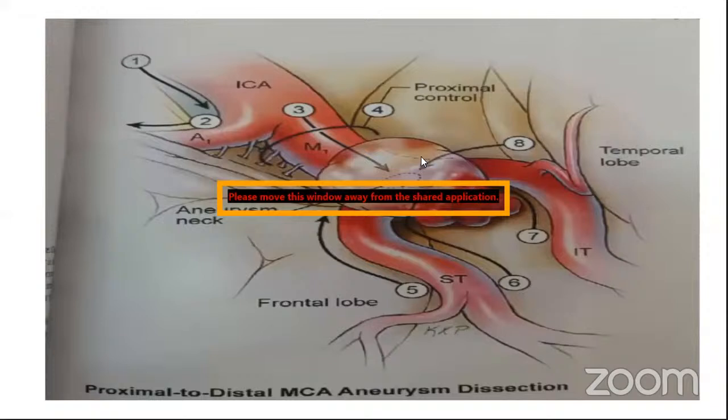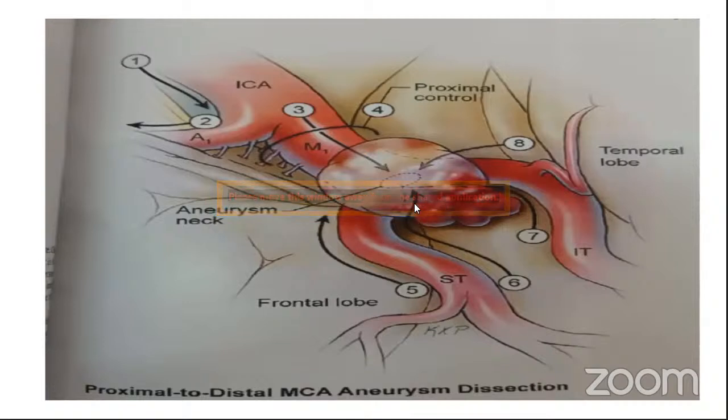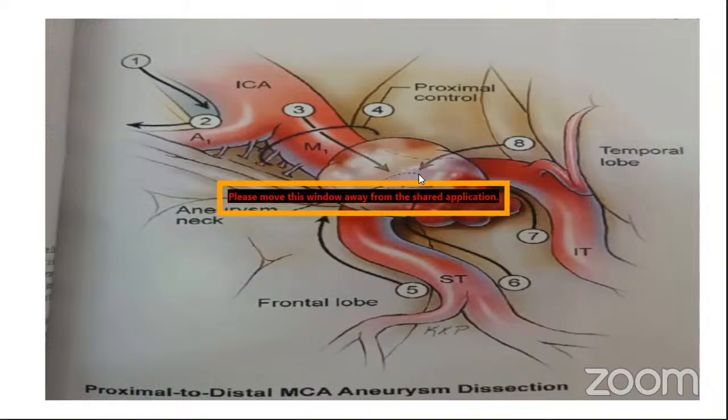The next step is following again the superior trunk and shifting to the distal Sylvian fissure along the superior trunk, and then reaching towards the aneurysm neck. The seventh step is following the inferior trunk from the inner surface, and then finally dissecting the distal neck and applying the clip over the aneurysm. This comes with experience, and this is done in 20 to 30% of the cases.